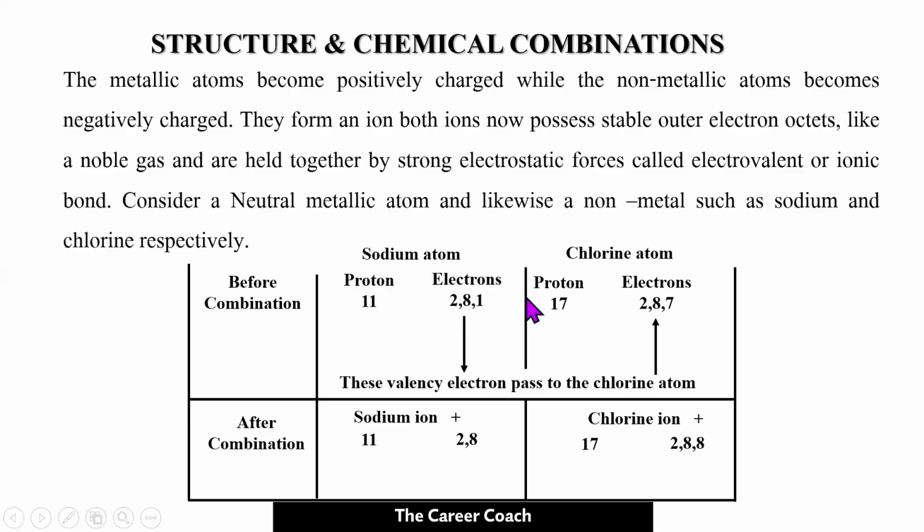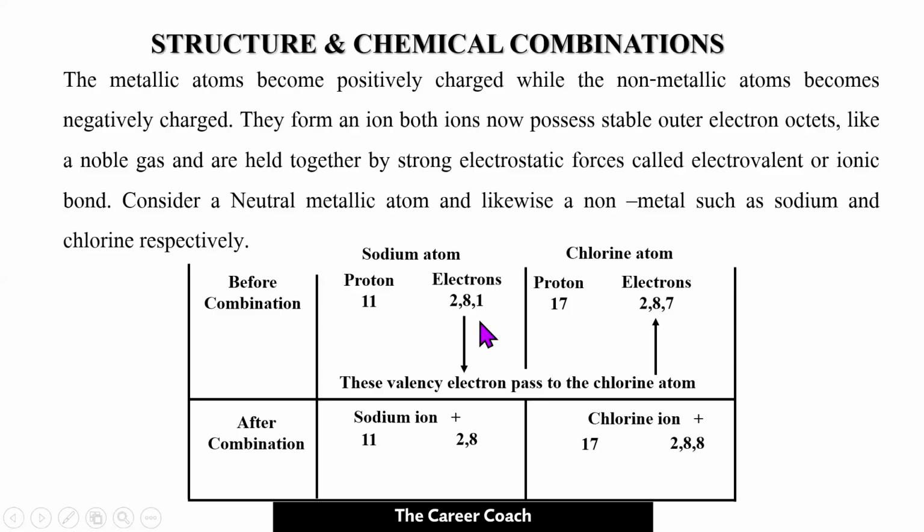For chlorine, it is number 17. The number of protons is called the atomic number, and this is the number they have in the periodic table. So chlorine is number 17. It has 3 electron shells. The first one takes 2, the second one takes 8 electrons, and the last one takes 7 electrons. So this is not stable.